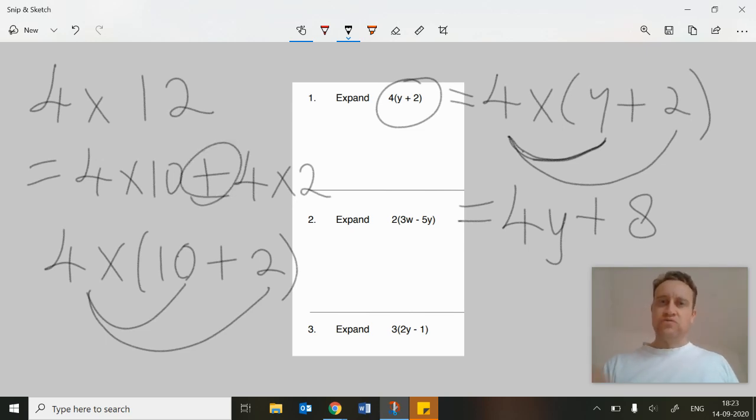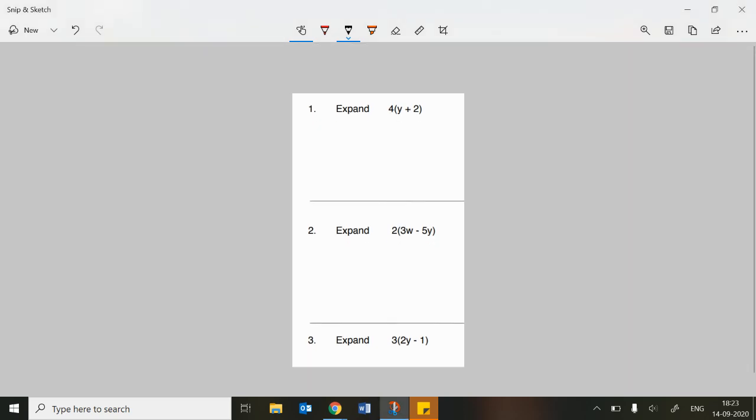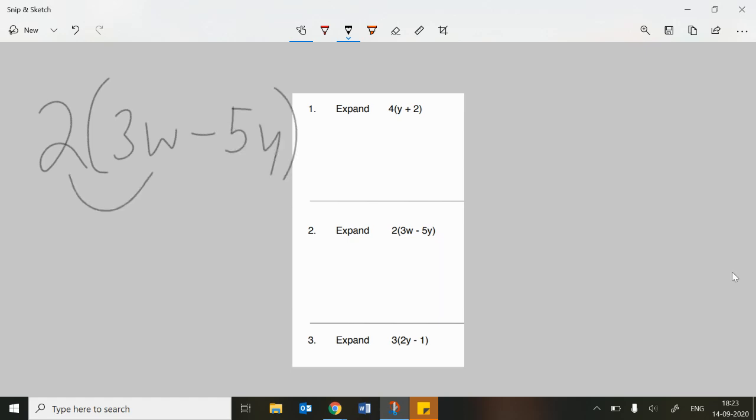Okay, right, let's get rid of some of that, and let's get rid of me as well in the corner, a bit of a distraction. So for number 2, we can see we've got 2 missing letters, but same thing applies here. So here we've got 2, and then we've got 3w, take away 5y. So same thing again, we're going to do 2 times by the 3w and 2 times by the minus 5y.